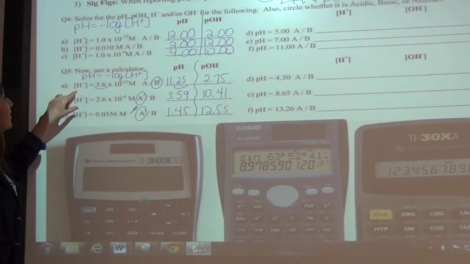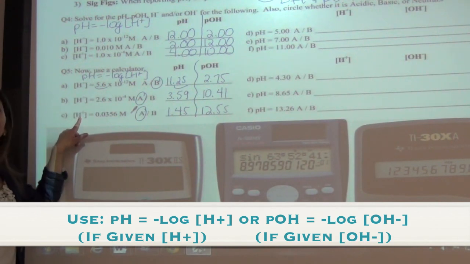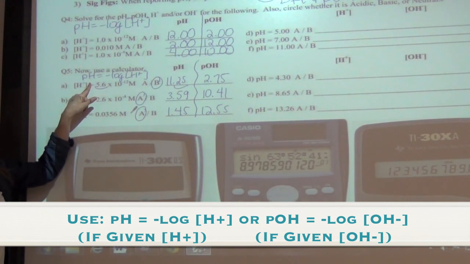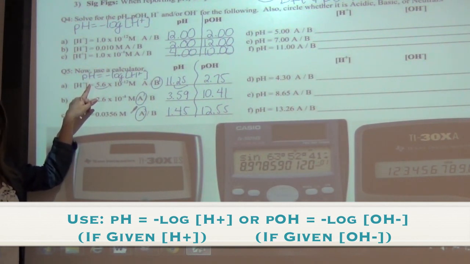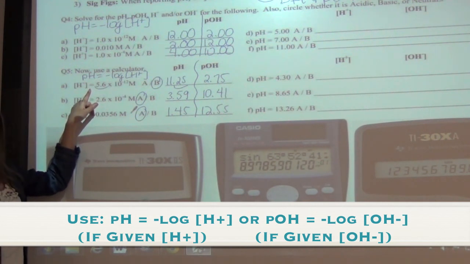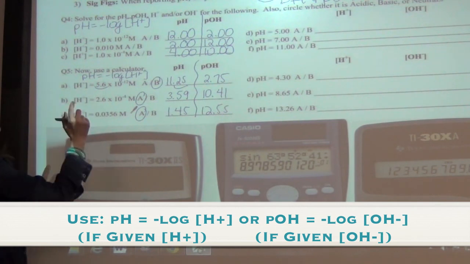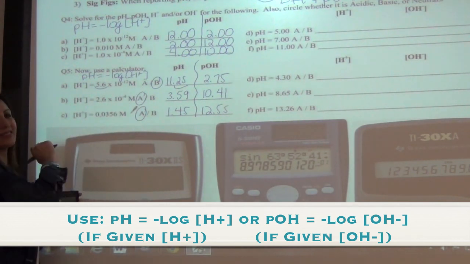Now, if you were given the OH minus instead of being given the H plus, instead of using pH equals negative log, guess what the equation becomes? pOH equals negative log of, instead of H plus, what is it? OH minus. Awesome. Now you're using the OH minus instead. So the equation's exactly the same.